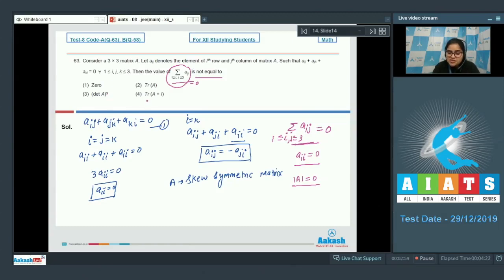Now the last one, trace of A plus I. You can see easily, using the property, trace of A plus I is equal to trace A plus trace of I. You know trace A is 0 and trace I is equal to 3. So you are getting 3, which is not equal to 0. So option number 4 is your correct answer. Now move on to the next question.